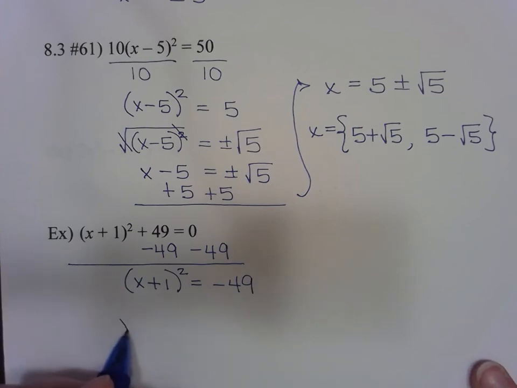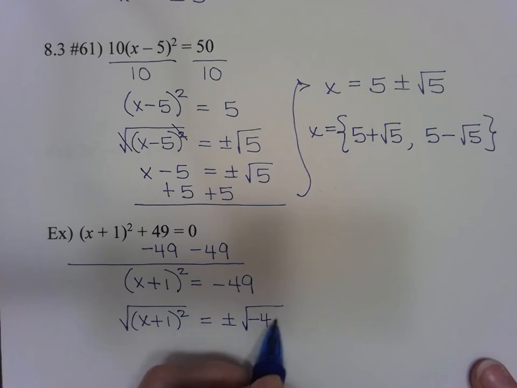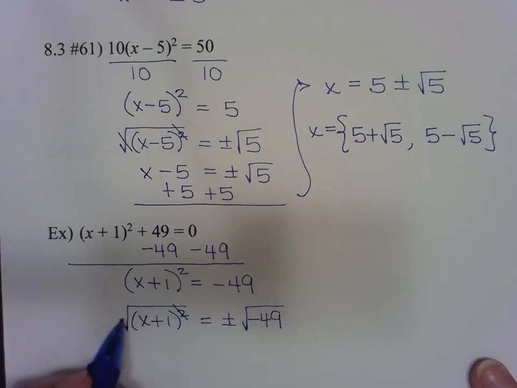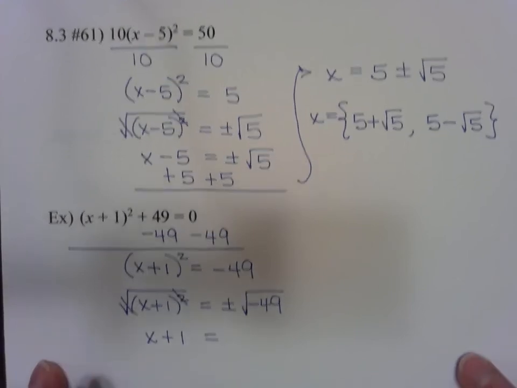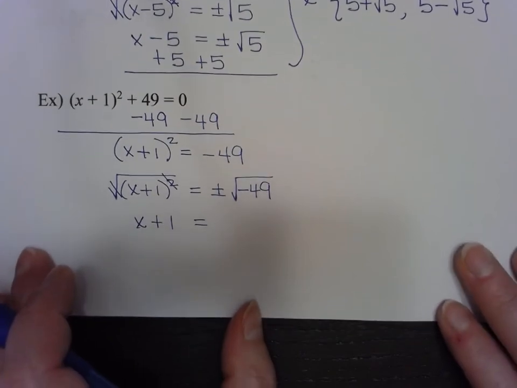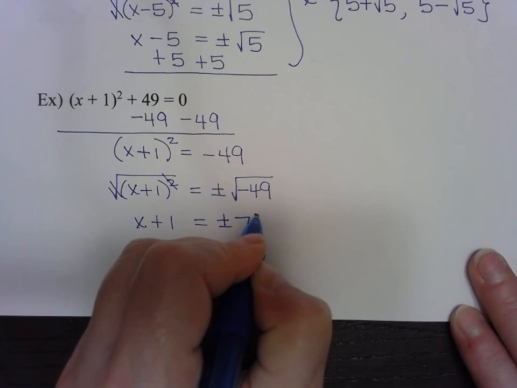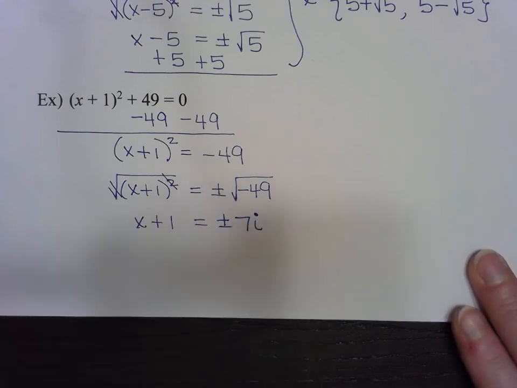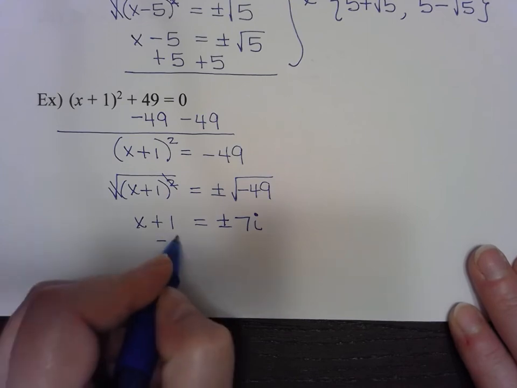Now I'm ready to take the square root of both sides. Don't forget the plus or minus. The square and the square root are going to cancel each other out. What is the square root of negative 49? Yeah, 7i. It's negative, so I need a complex number. And then I'm going to move this 1 over to the other side.